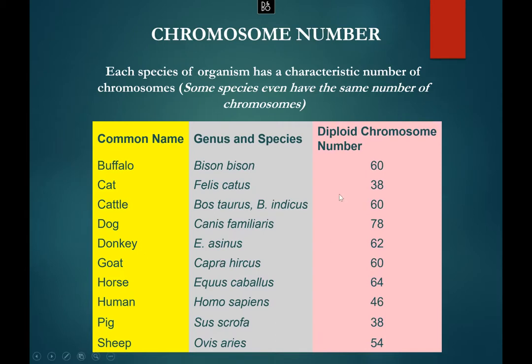Just a quick word about chromosome numbers, and we'll talk about what diploid means in a moment. The number of chromosomes does not necessarily relate to how complex something is, right? So here are humans down at 46 chromosomes, and there's tons of organisms that have more than us. Sheep at 54, horse at 64, dogs at 78. So chromosome number does not necessarily relate to complexity.